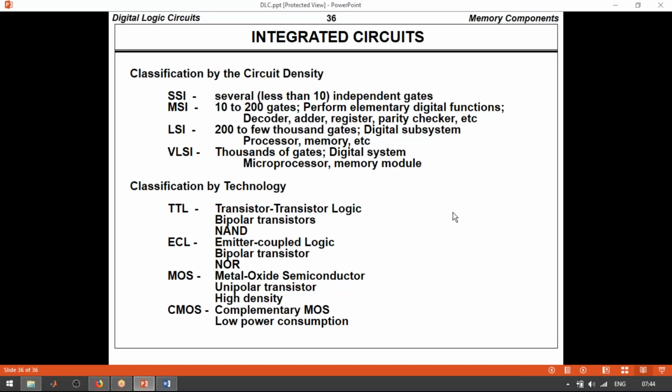And we know the research is going toward 7 nanometer transistor size. So for CMOS devices, more than 1 lakh, million transistors are now able to be fabricated in a single chip. Now they are termed ultra large scale integration.